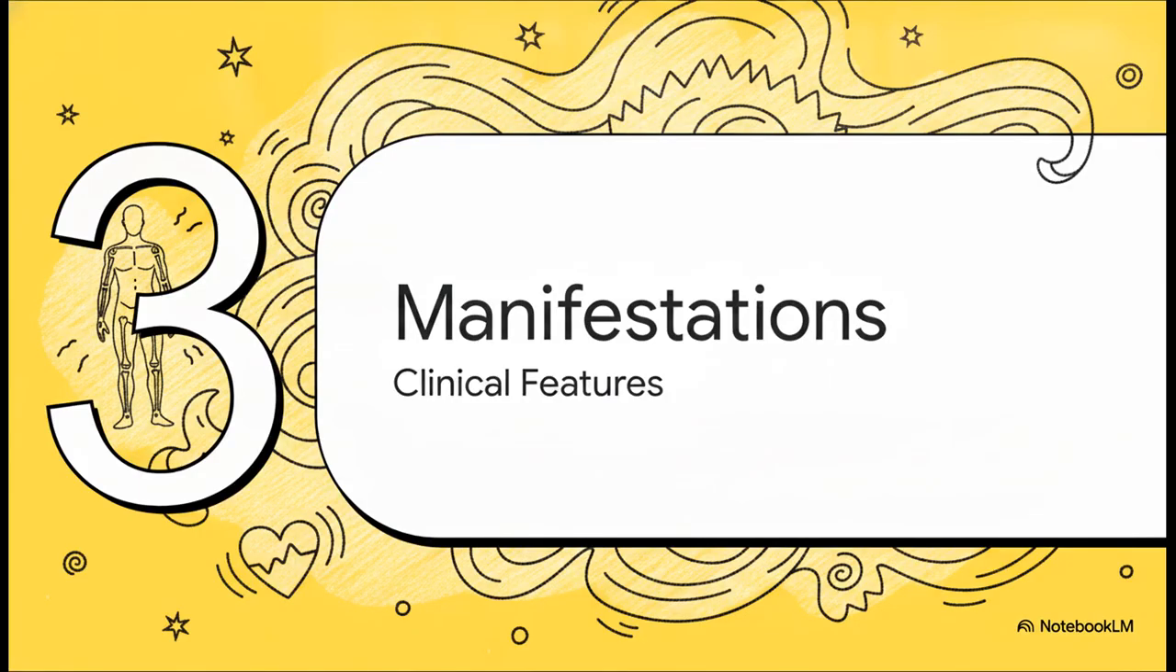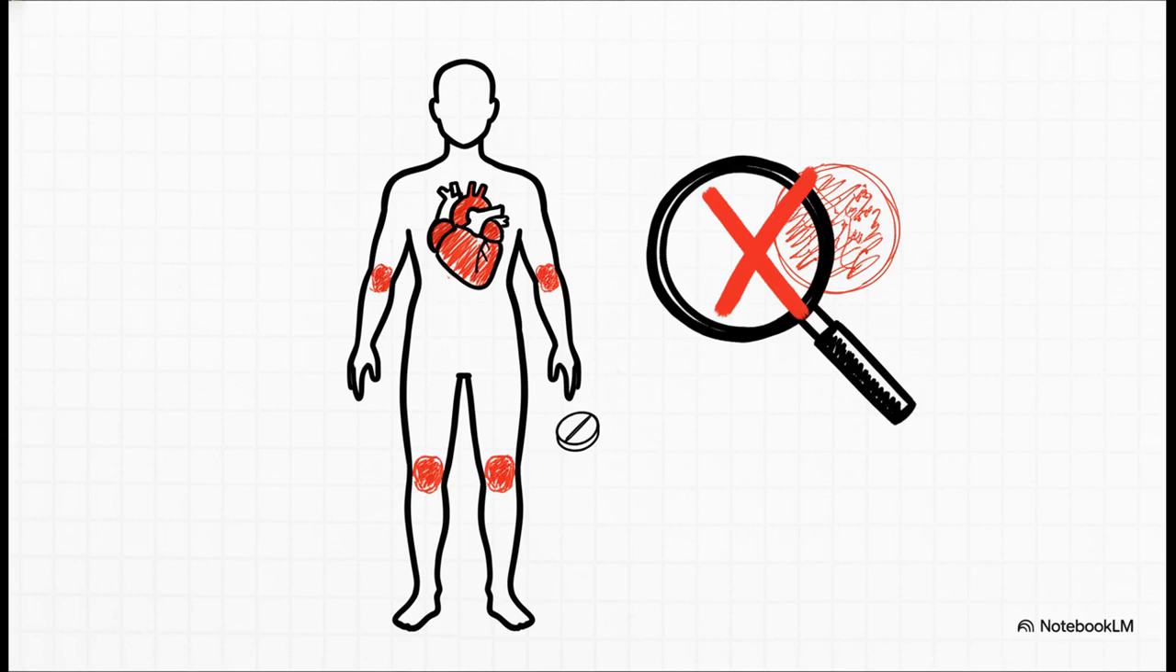Section 3. Clinical manifestations. Now that we've seen the microscopic damage, what does the patient actually look like? These are your primary clinical features. Polyarthritis and carditis are the heavy hitters here, showing up in the vast majority of patients. A really interesting clinical pearl about the joint involvement is that it's typically highly responsive to salicylates and other NSAIDs.